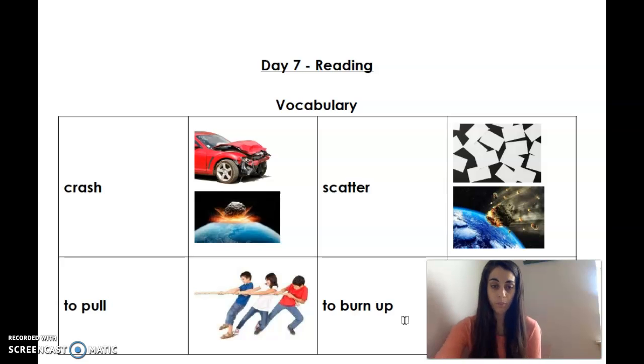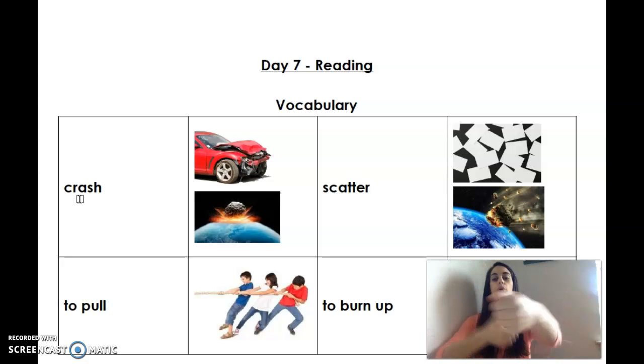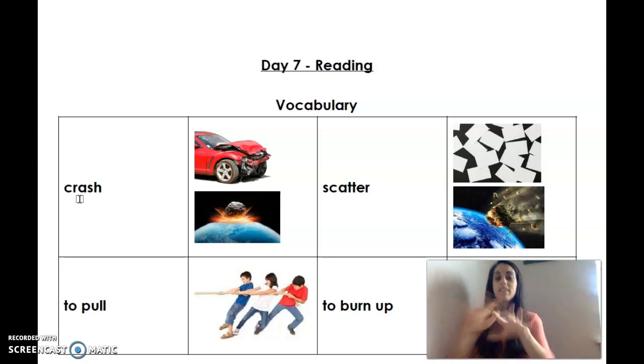Okay, now we're going to practice the words with hand gestures. Please listen, then repeat the word and the gesture with your hands. Are you ready? Crash, to pull, scatter, burn up.